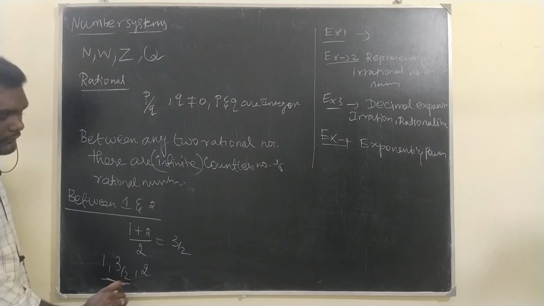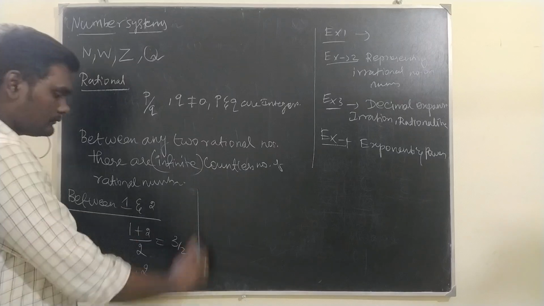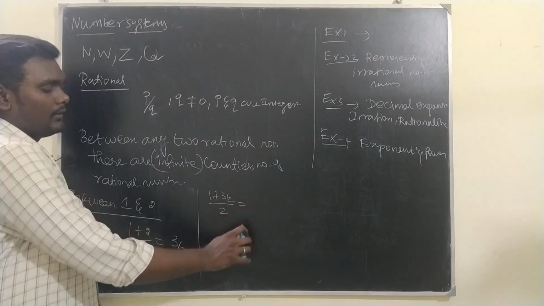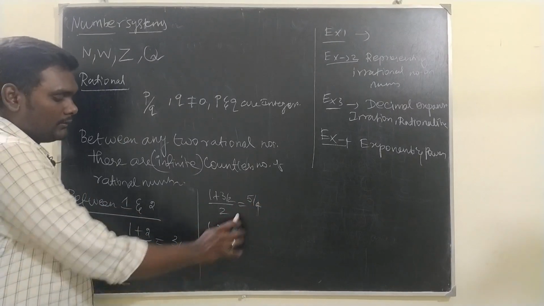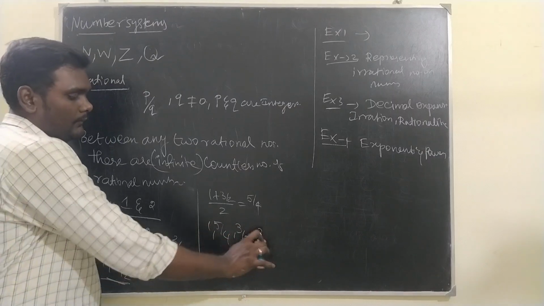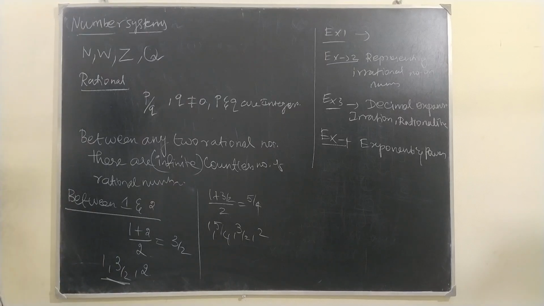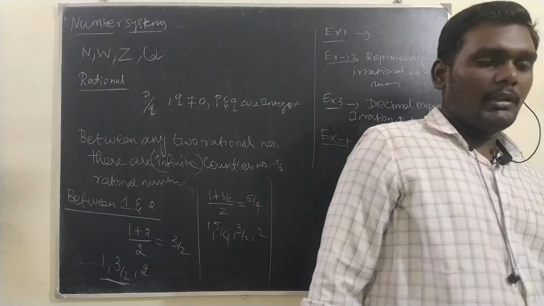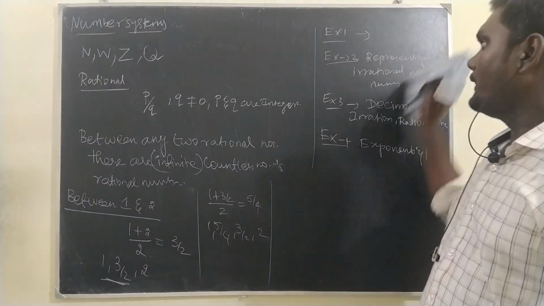Then again, between these two we have to find another such number. How will you figure it out? That is (1 plus 3 by 2) by 2. Then we have 5 by 4. So between 1 and 3 by 2, 5 by 4 comes. Likewise, we have to find the 5 numbers. Such a time-taking process. But instead of doing it this way, we may go with the same denominator. How will you make it the same denominator?